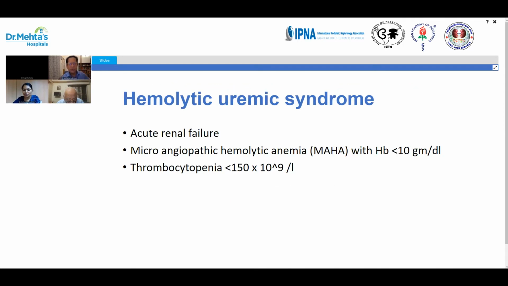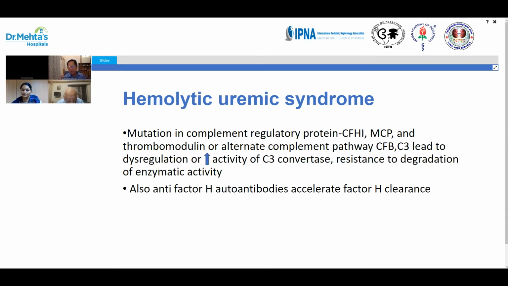Another important cause is hemolytic uremic syndrome. It is very common. They present with the triad syndrome, which we know. In atypical cases, there is a mutation in complement regulatory proteins, that is complement factor H, membrane cofactor protein and thrombomodulin, and or alternate complement pathway proteins like complement factor B. This leads to dysregulation or increased activity of C3 convertase.